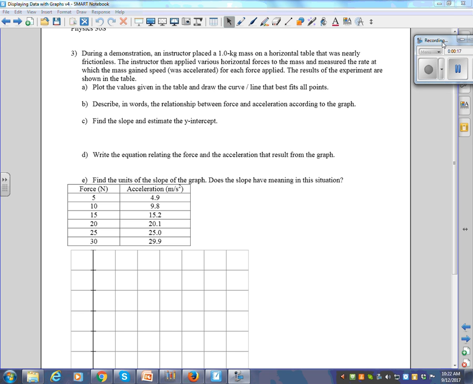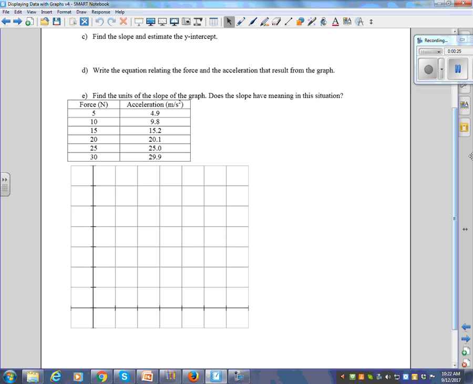Plot the values given in the table and draw the curve or line that best fits all points. Describe in words the relationship, find the slope and y-intercept, and so on. So let's do the plotting first. I'm hoping that you guys had a chance to do this.